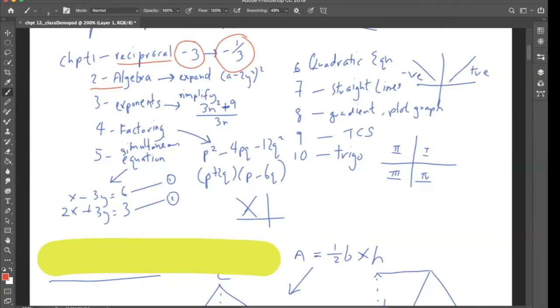We have to remove some of the common factors. And then chapter 4, we did factoring. So just to recap the things that we have done. And then 5, we did simultaneous equations, where you did your tic-tac-toe and then you split them up. For example, p squared minus 4pq minus 12q squared, then you manage to factorize them. Subsequently, we also do quadratic equations.